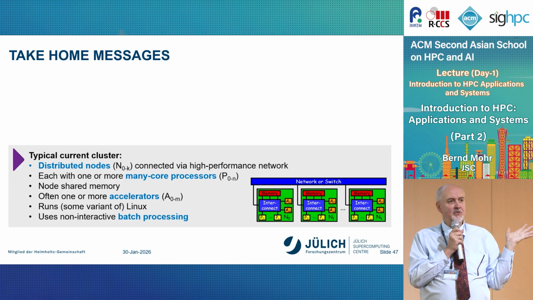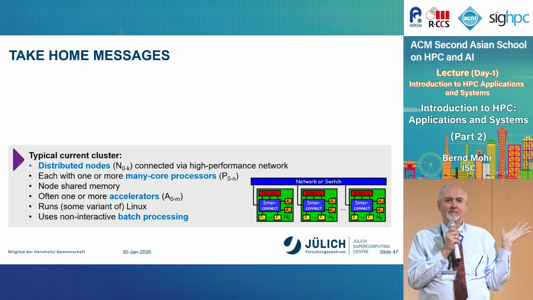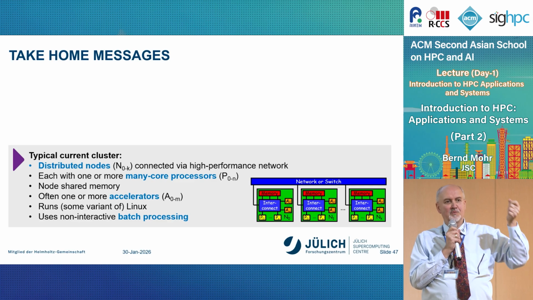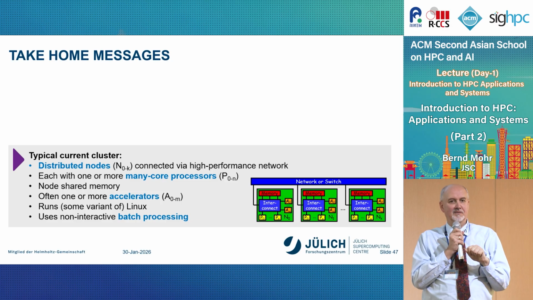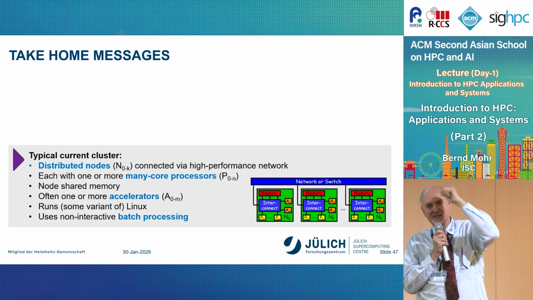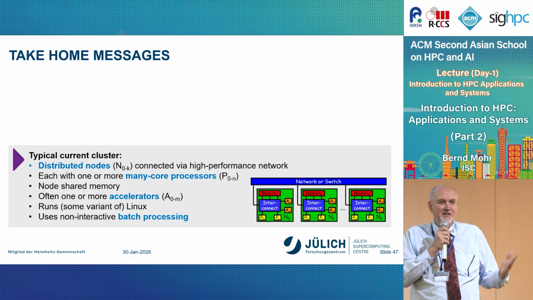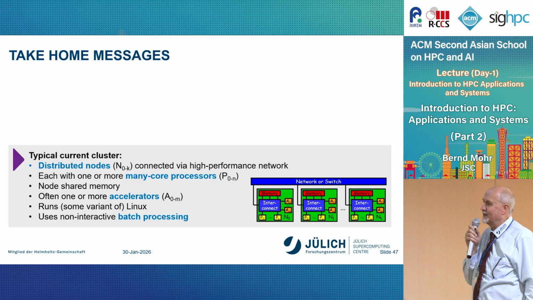Why don't they run Windows? Because Microsoft wants you to buy a license for Windows for every core. So if you have 1 million cores, you have to buy 1 million licenses. No one wants to waste their money, so everyone is using free Linux.